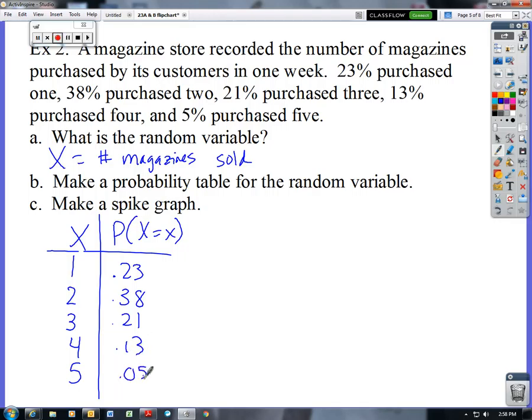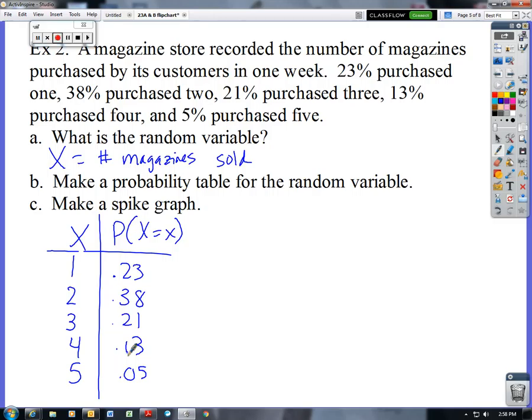And then you can check by adding those all up and making sure they equal 1, which I didn't actually do, but let's see. 0.11, 0.12, 0.15, 0.20, 0.02, 0.04, 0.07, 0.08, 0.09, 0.10. So yes, they add up to 1. And then letter C is to make a spike graph.